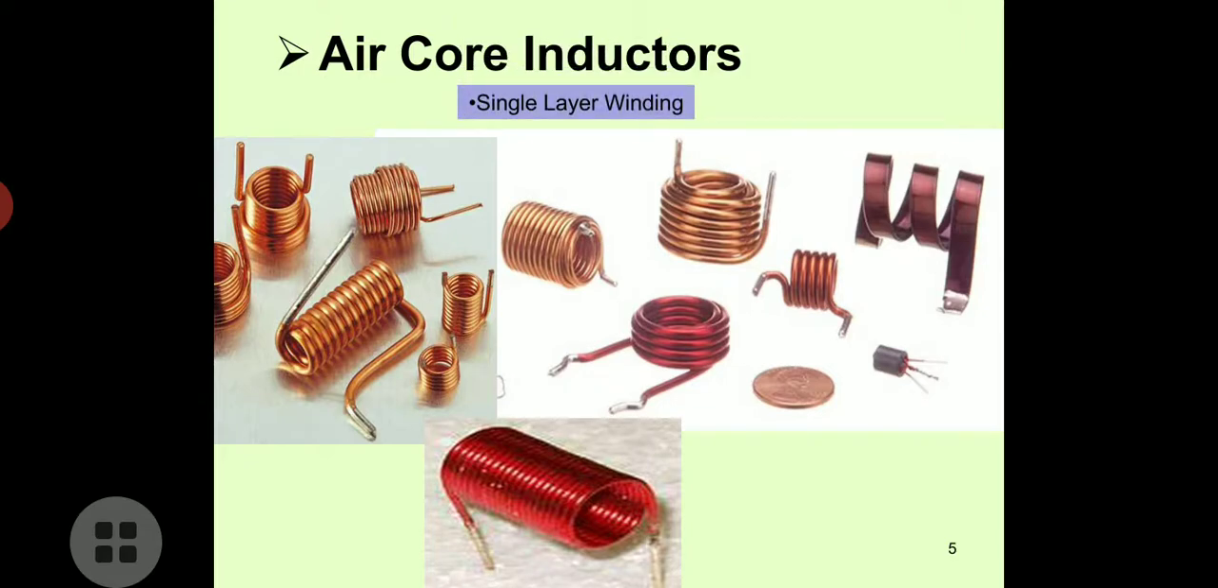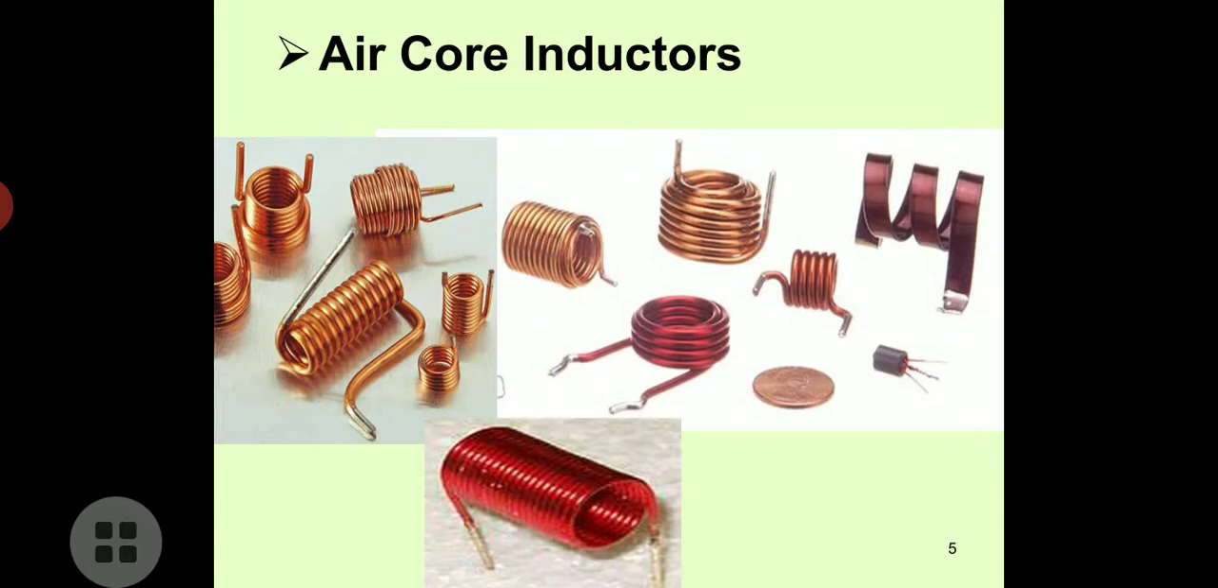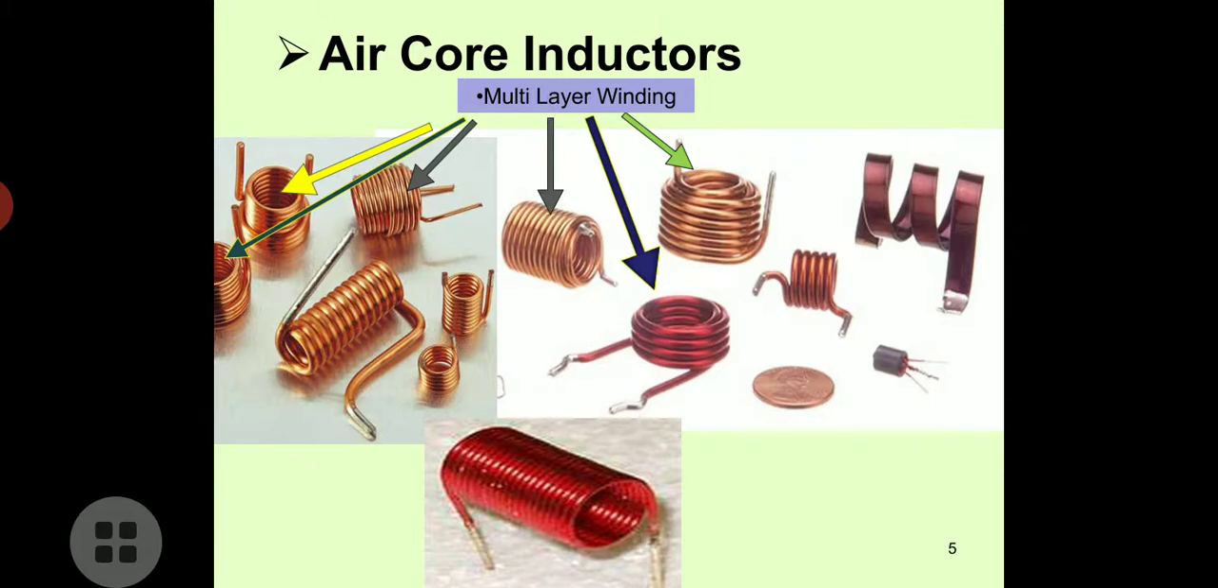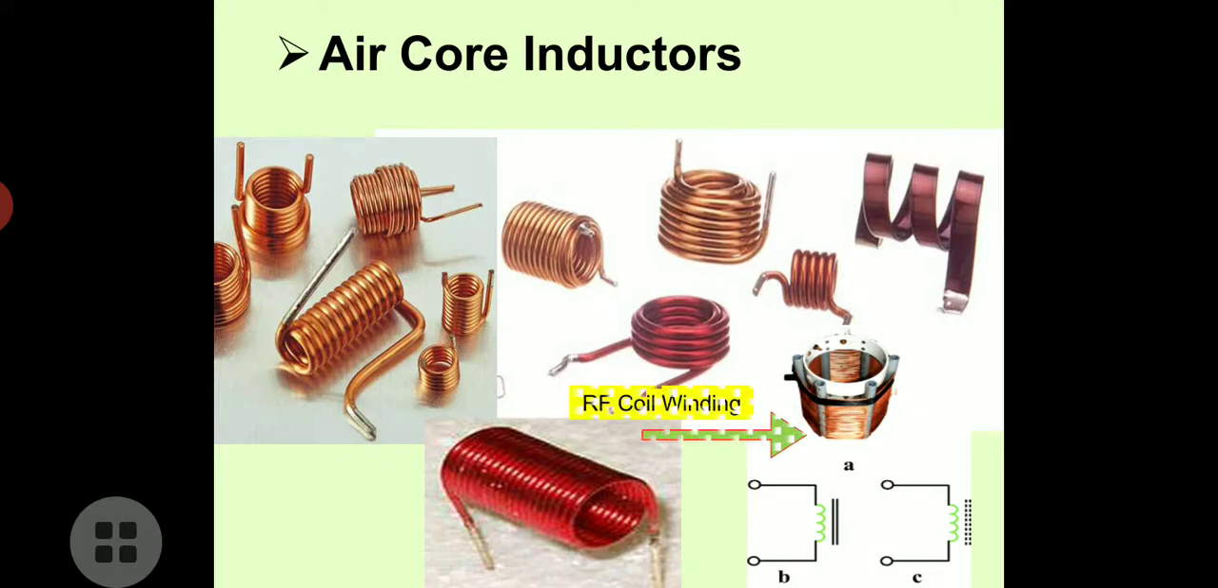So here let us see some single layer winding coils. Inductors are mostly called coils. You can see these arrows, they are pointing at the inductors that are having only one layer of windings. Then here there are some more that are multi-layer in the figure. Could you identify them? On the extreme left of the screen, yes. So these arrows are indicating the inductors that are of multi-layer windings. This is one more thing, an RF coil winding without any core, that is again of air core. There is no core, but that is for RF coil applications.